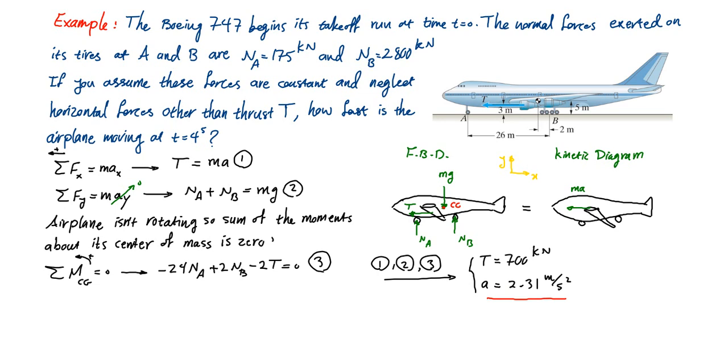Remember from kinematics, when we're dealing with a particle, we can easily find the velocity after some given time. Then v would be at. For a motion with a constant acceleration, this holds. This is the correct equation. It's 2.31, and then time is given 4 seconds. That will give you 9.23 meter per second for the velocity of this airplane after 4 seconds, assuming that we can ignore all the forces except the thrust T that is applied to this structure.